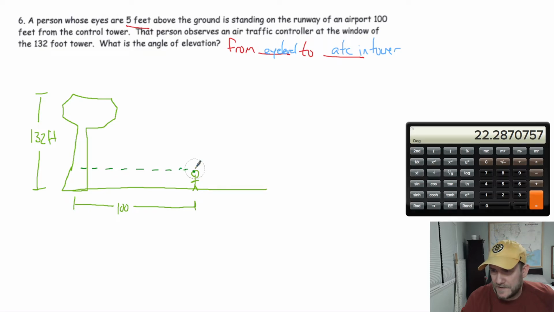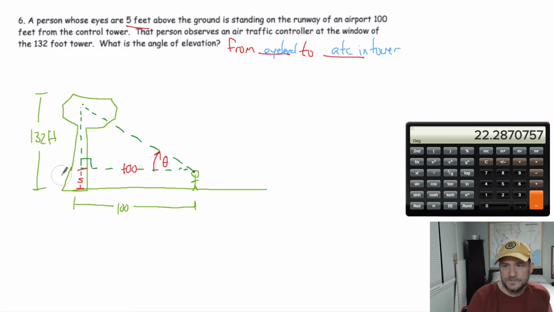So I would be measuring from this guy's eye, which means we'd have to draw in this horizontal again, draw a line up to the air traffic controller in a window. Here's my right triangle. So what changes? This will be 100. This angle here, the angle of elevation, is the angle we're trying to solve for. The tower is 132 feet tall, but down here we've already used up 5 of it. So take away 5 feet, and you get a new height of 127. So to solve this problem, you're using the 127, 100, and theta.